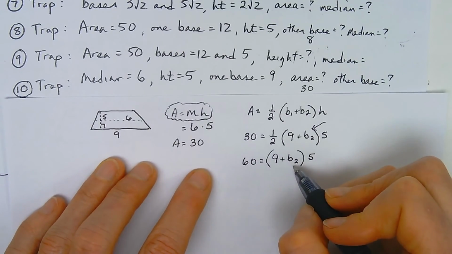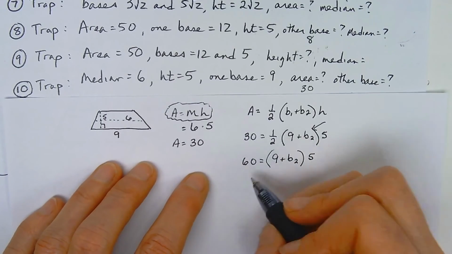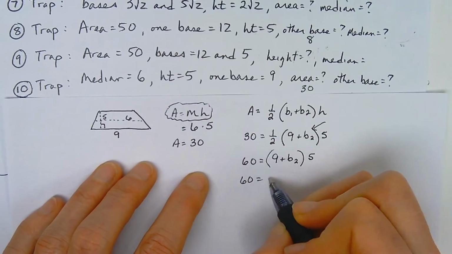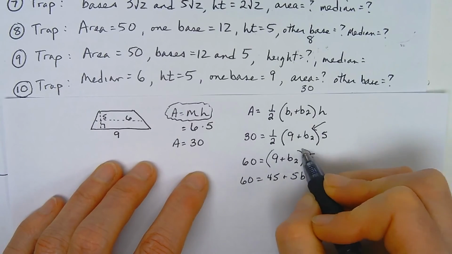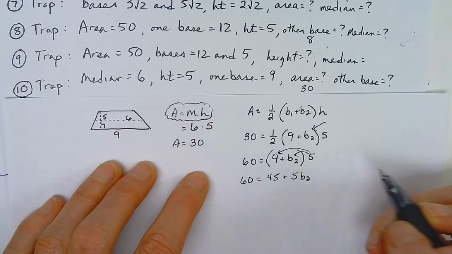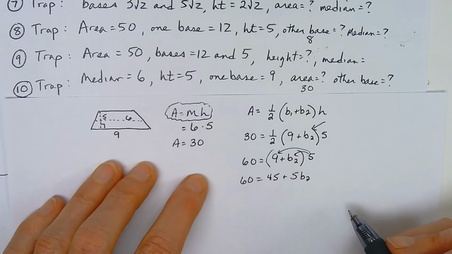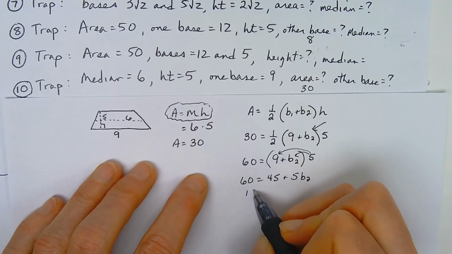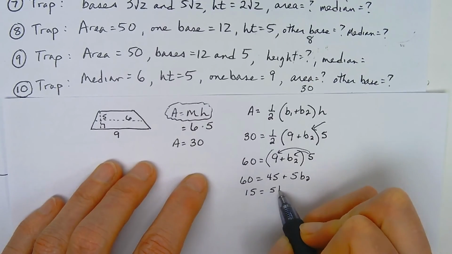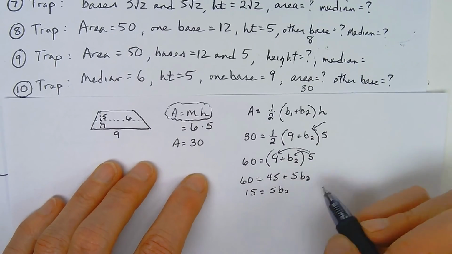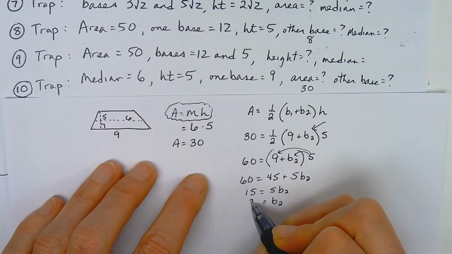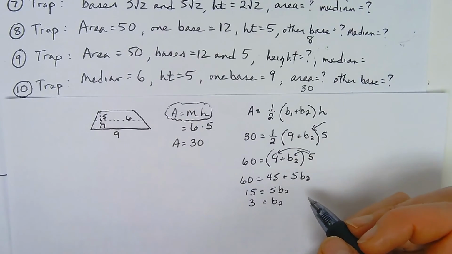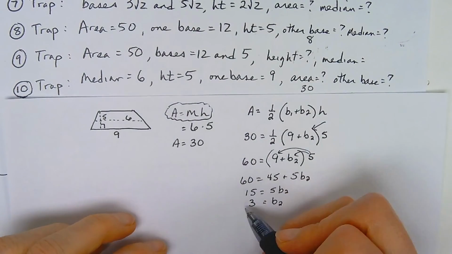Still solving for B2, I'm going to need to distribute. So 60 equals 45 plus 5B2. Distribute the 5 to the 9 and to the B2. Subtract 45 from both sides. 15 equals 5B2. So B2 equals 3, dividing both sides by 5. The second base is 3.